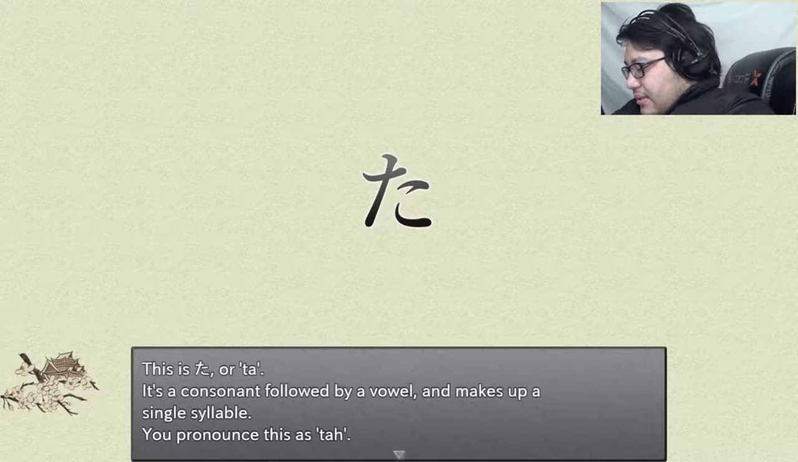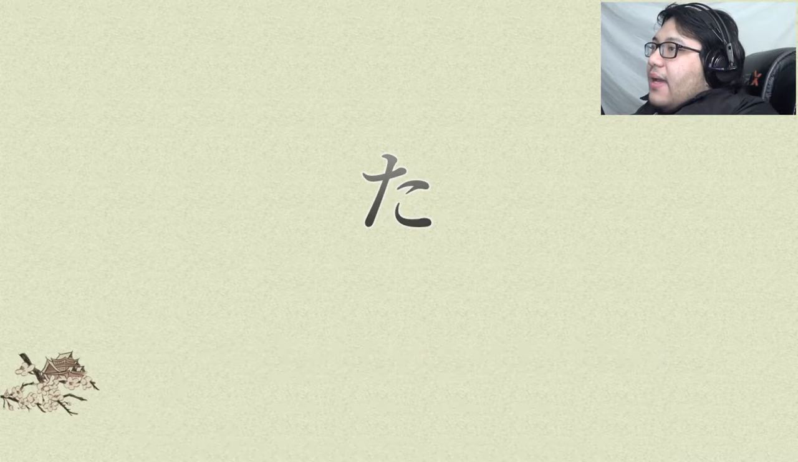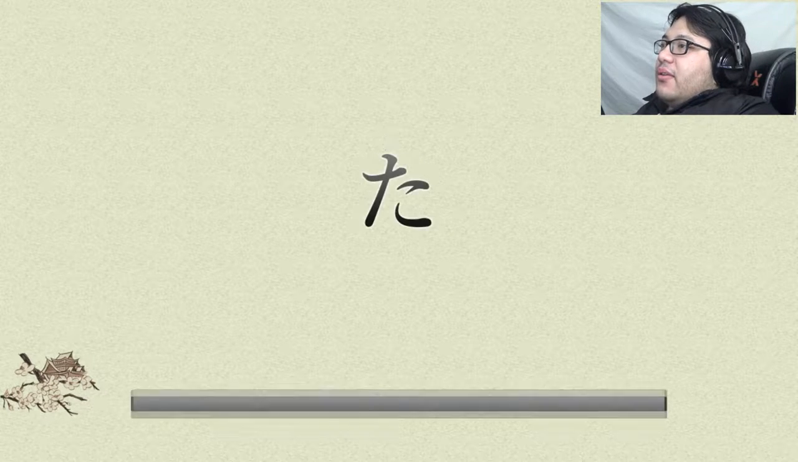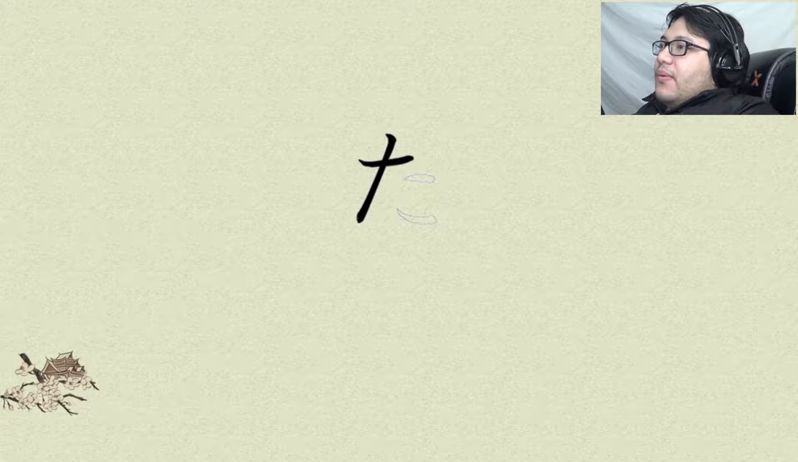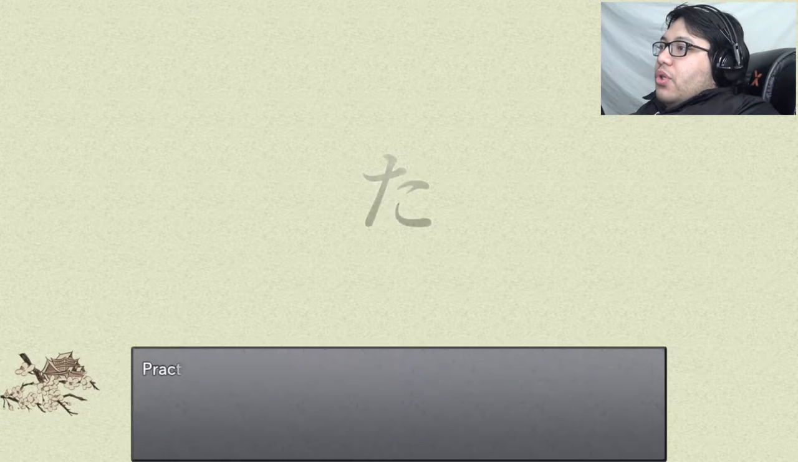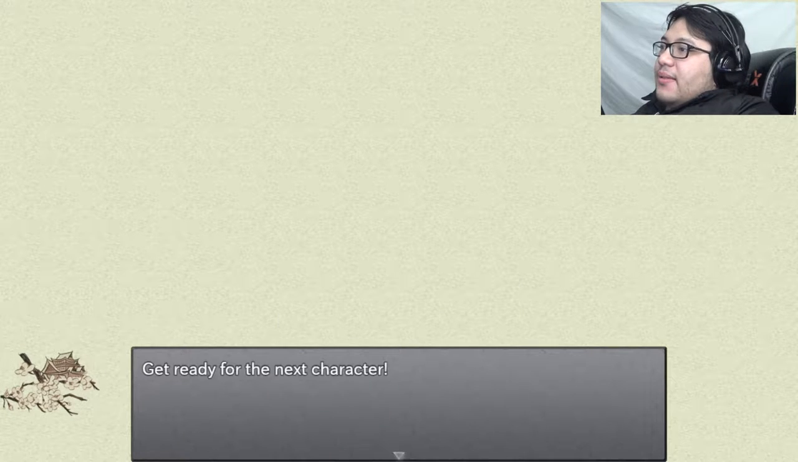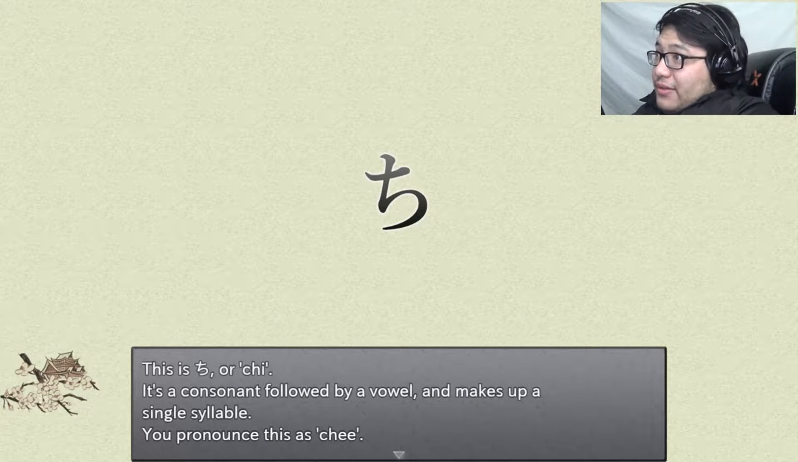Ta. Alright, let's see what we got here. There we go. This is Ta. Ta. Got it. Ta. It's just an equal sign. Oh, okay. One more time. Interesting. Some tips. The shape on the right is almost like a small, whatever the hell that is. Next character. Oh, it's like a number 5.